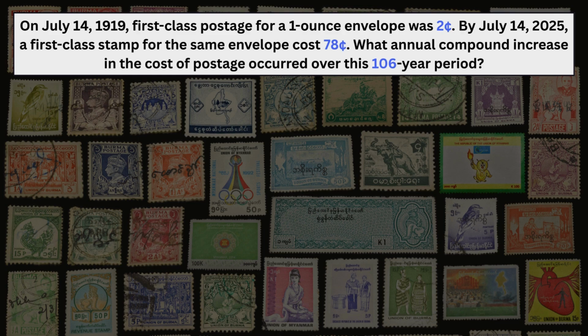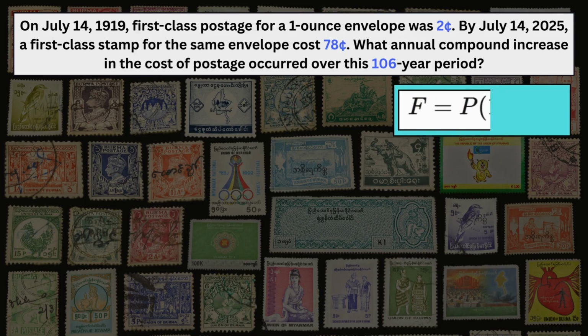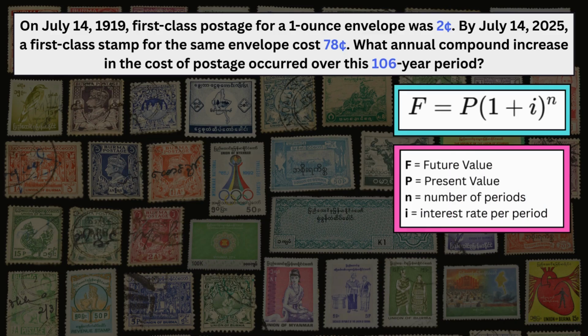What annual compound increase in the cost of postage occurred over this 106-year period? Because this problem deals with compound growth over time, we use the standard compound interest formula. F equals P times (1 plus i) to the power of n. Here, F is the future value, P is the present value, n is the number of periods, and i is the annual growth rate we're trying to find.